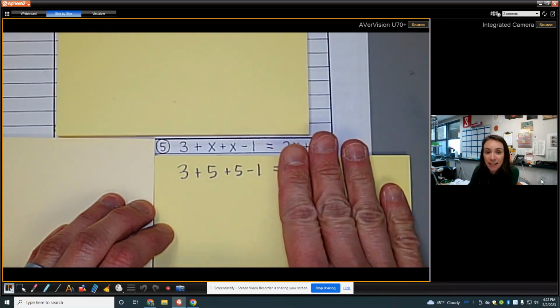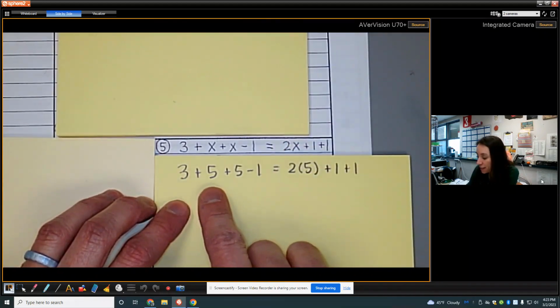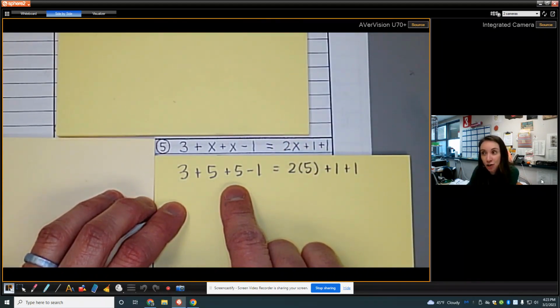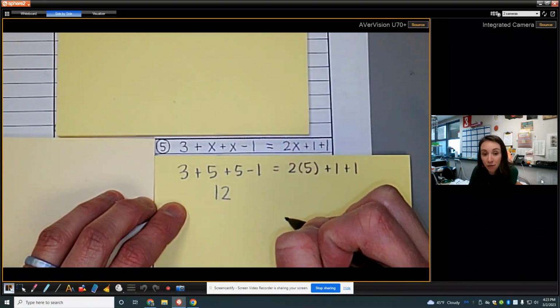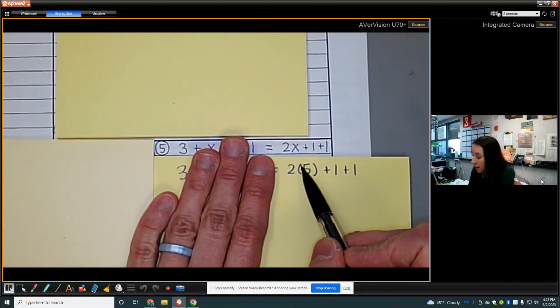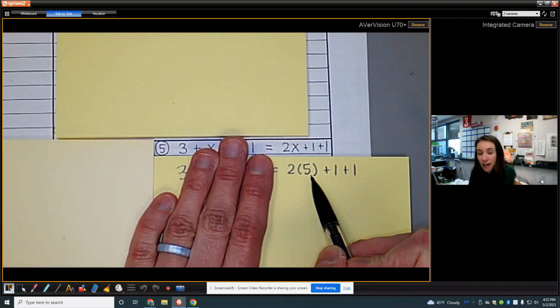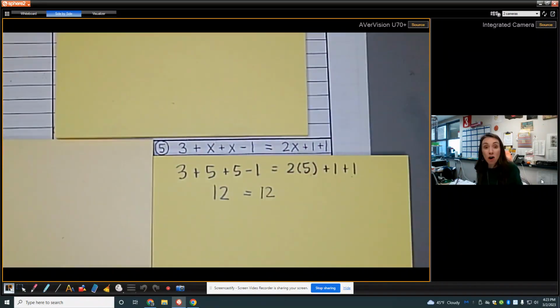Now I'm going to go ahead and simplify on each side of that equal sign. 3 plus 5 is 8. 8 plus 5 is 13. 13 minus 1 is 12. So this side of the equal sign is equal to 12 when the value of x is 5. This side of the equal sign, 2 times 5 is 10. 10 plus 1 is 11. 11 plus 1 more is 12. So x equaling 5 is one of the infinite solutions to this problem.